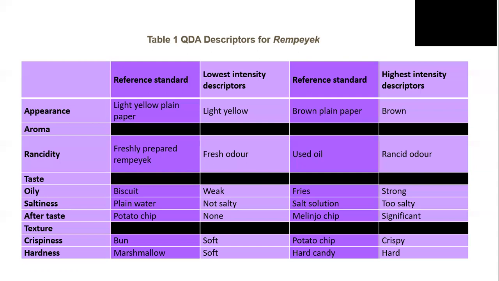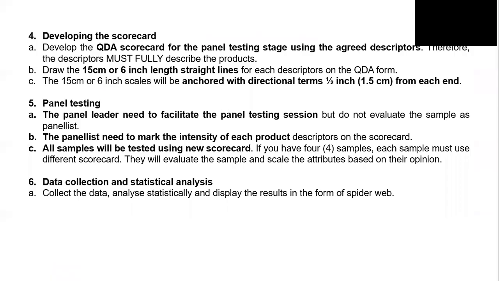All right, so same like the others. I think you can slowly look into the notes, and if you have any questions, you can just text me. Okay, so now we already have the descriptor, and then we also have the reference standard. So what next? These 15 potential trained panelists must sit together and develop a QDA scorecard or score sheet.